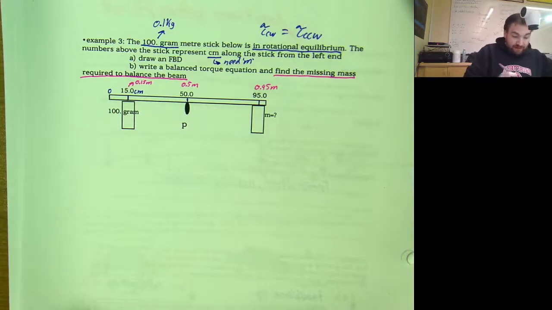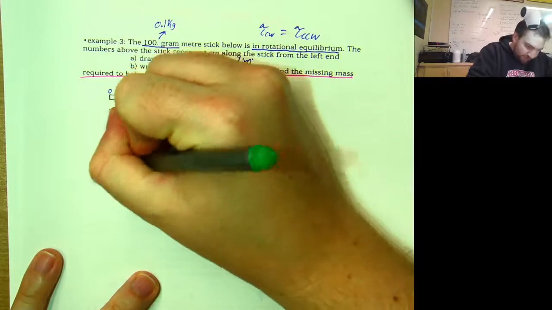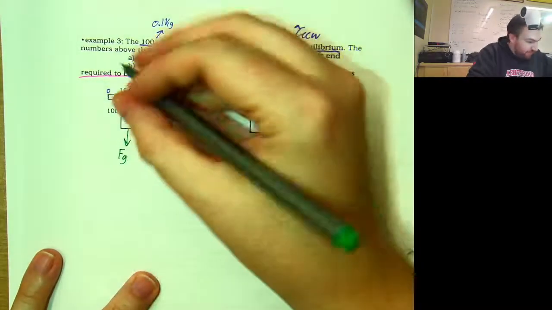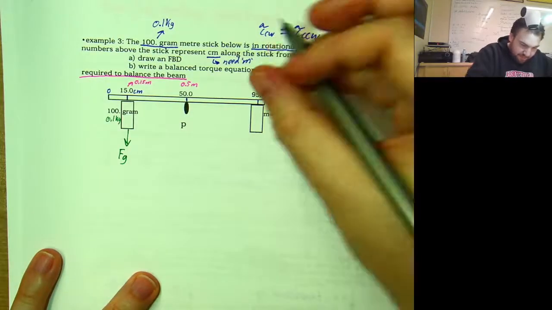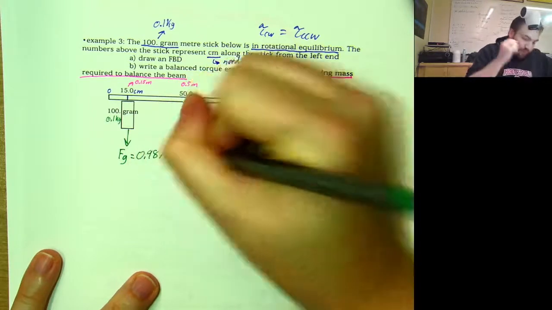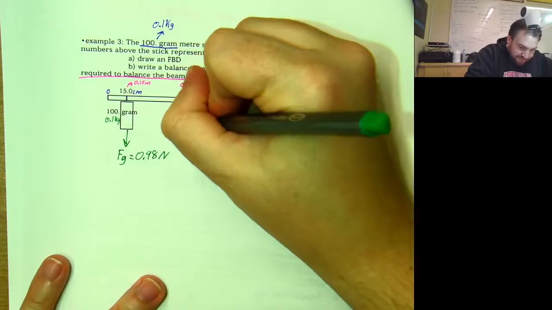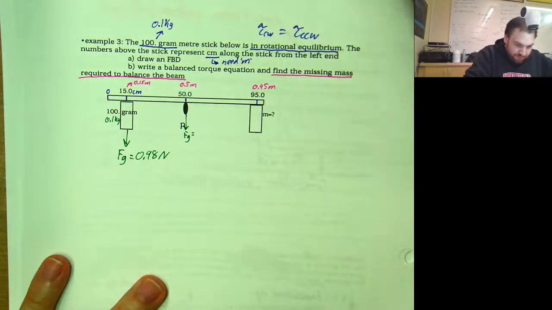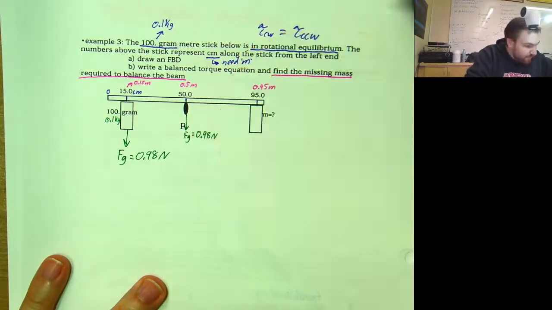So, free body diagram. We need to draw some forces on here. So I'm going to grab green. This guy has Fg downwards. Remember, that's 100 grams, so we have to convert that to kilograms, 0.1 kg. So that's Fg of 0.98 newtons, 0.1 times 9.8. There's an Fg downwards here. That's just for the mass of the beam. We're told that the beam weighs 100 grams, so that's going to be 0.98 newtons as well.